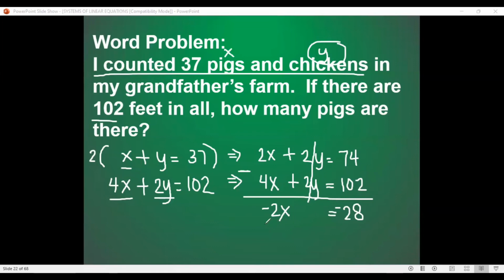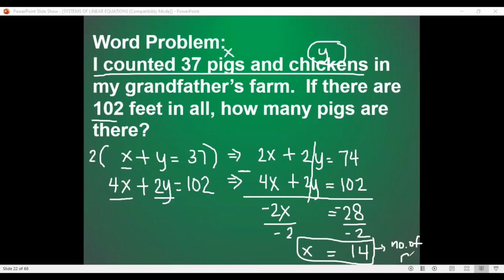So now we have to divide both sides by negative 2. We divide this by negative 2, we divide also this by negative 2, having now x equal to negative 28 divided by negative 2. The answer that we are getting is 14. Okay, so 14 is the number of pigs that you have.